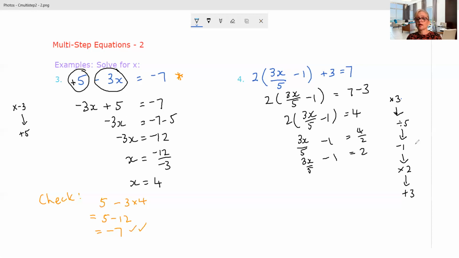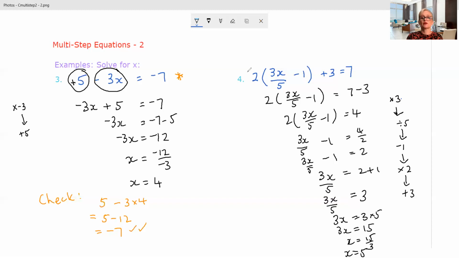All right, next thing we've got to undo is this minus 1. So 3x on 5 equals 3. Now, these 2 steps here could be thought of as 2 steps or 1 step. I'm going to do it as 2 steps. You can do it as 1 step if you remember about your fractions, but let's just do one thing at a time. We're undoing dividing by 5 by multiplying by 5. Now we're going to undo the multiplication by 3. And we've just got enough room to write our answer. We get x is 5.